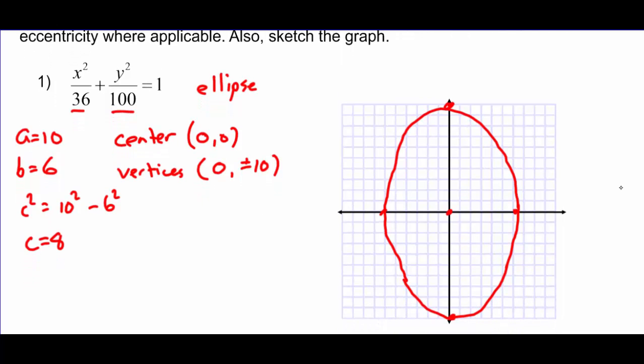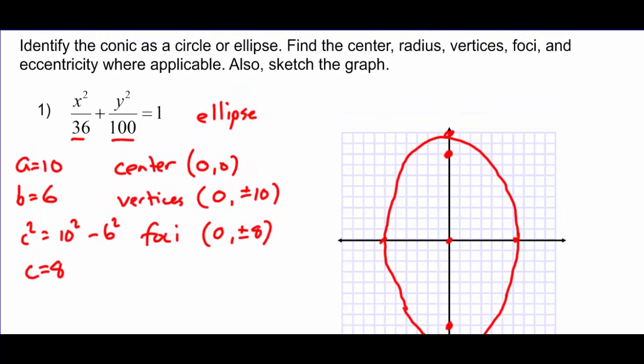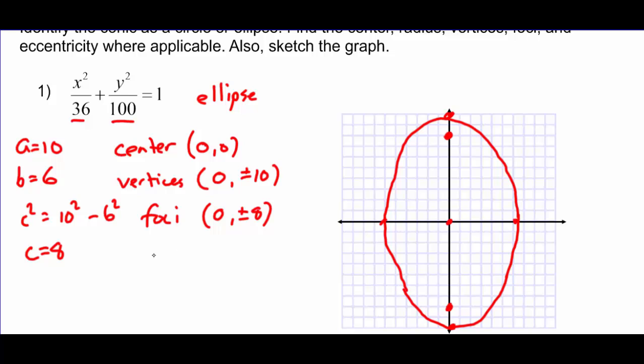Okay, one other thing about the foci that we probably mentioned, but it wouldn't hurt to highlight, is the foci are always going to be on the major axis. So I know the foci are at 0 and plus or minus 8. Okay, and then the last thing we need to do is the eccentricity. Remember, eccentricity is C over A. So in this case, that would be 8/10, which of course we could simplify to 4/5.